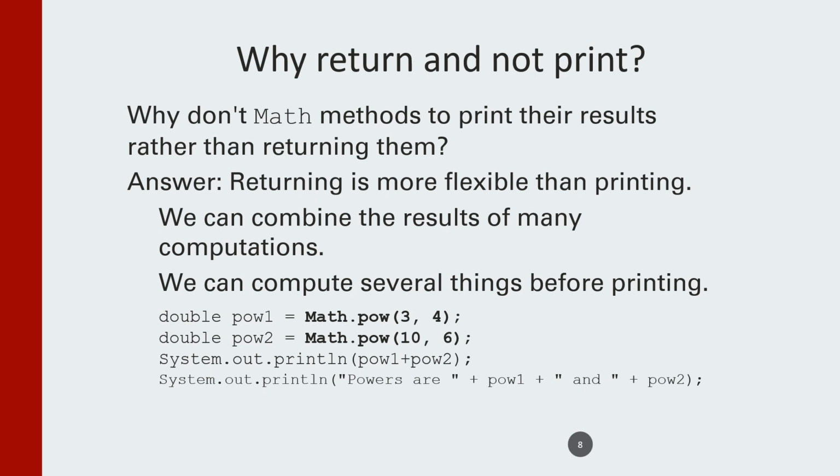methods together. So for example, I could take the exponent of 3 to the 4, math.pow(3, 4), and 10 to the 6, math.pow(10, 6). Now System.out.println, I can do pow1 plus pow2. So it allows you to compute several things before printing, and maybe in some cases you would want to save the variable pow1 to be used elsewhere. So that's also where it's going to be helpful.